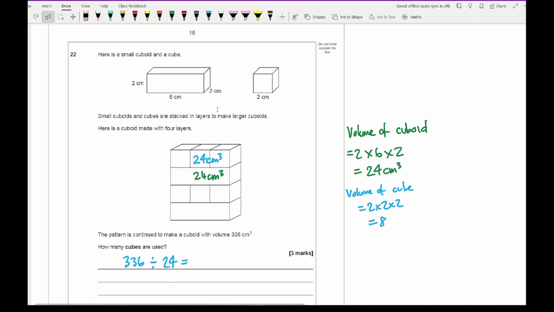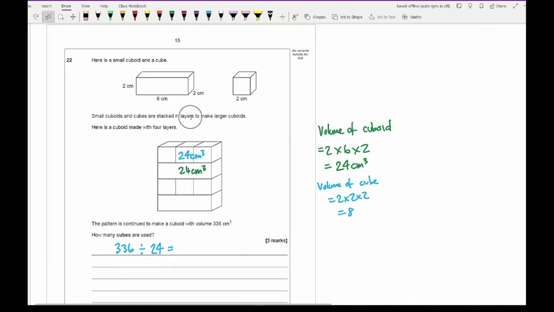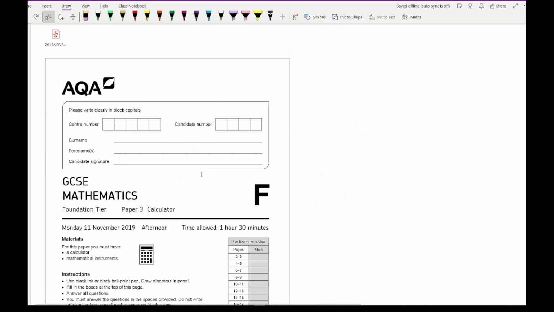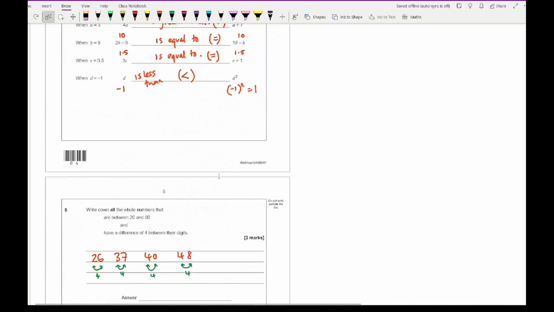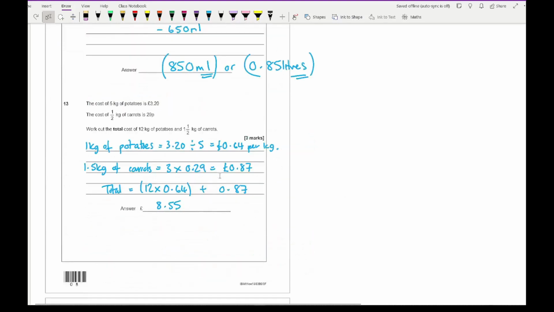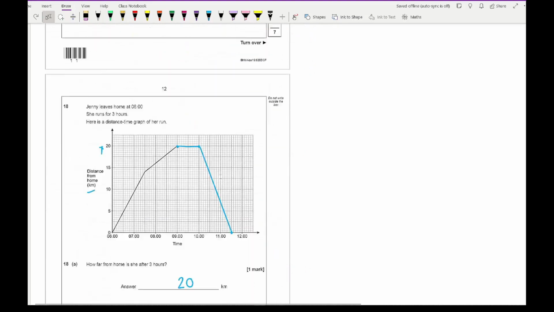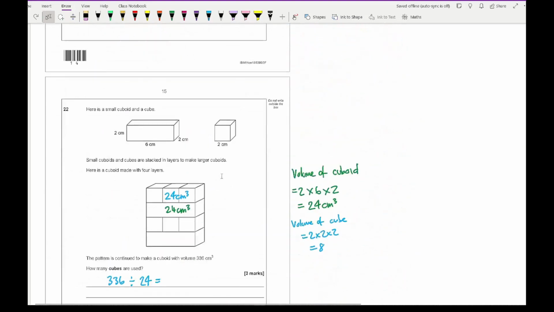So if I just zoom out so that we've got a bit more space, and we can also see the question, which has now disappeared. So let's just quickly scroll down back to that question.